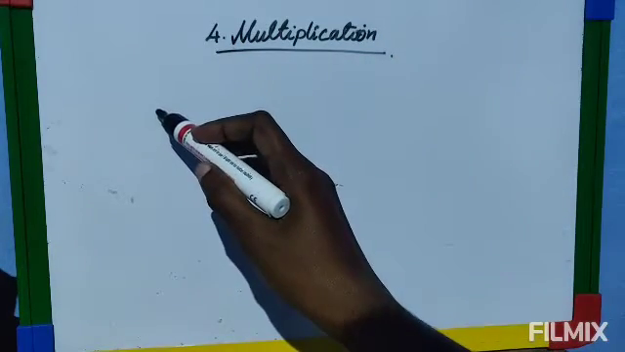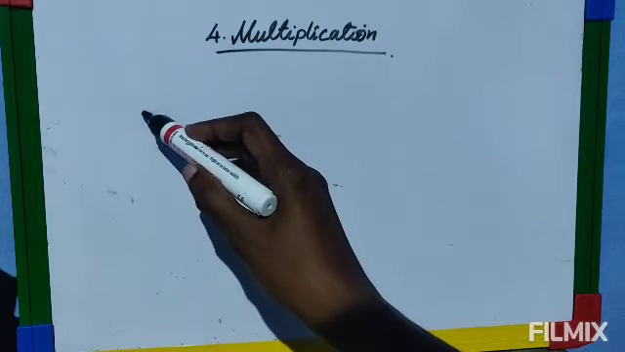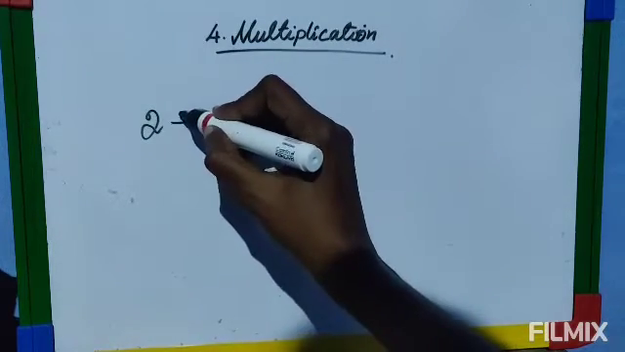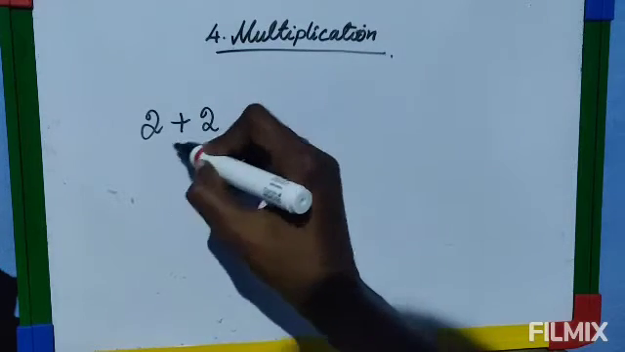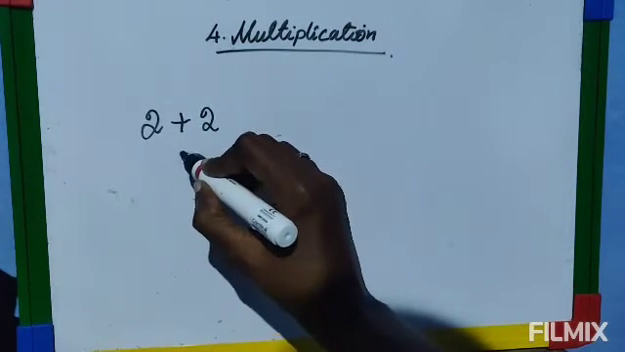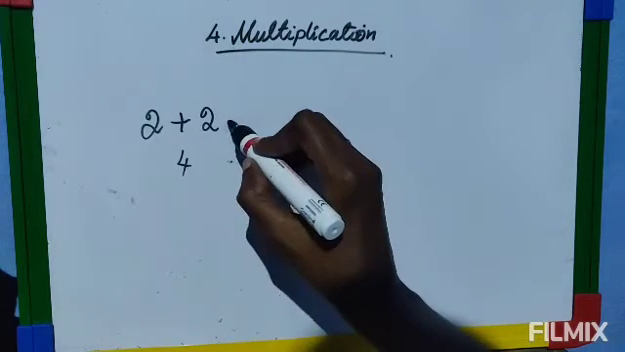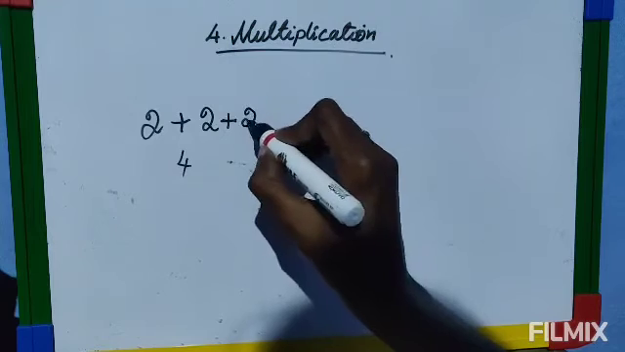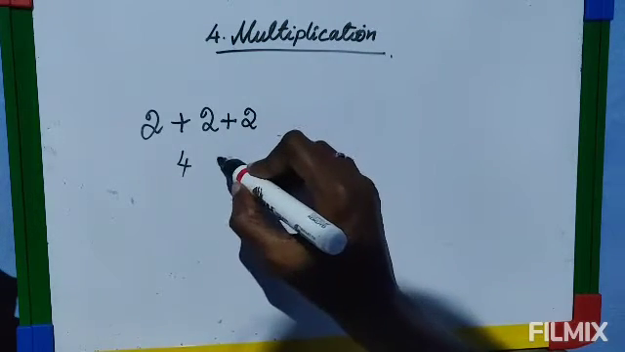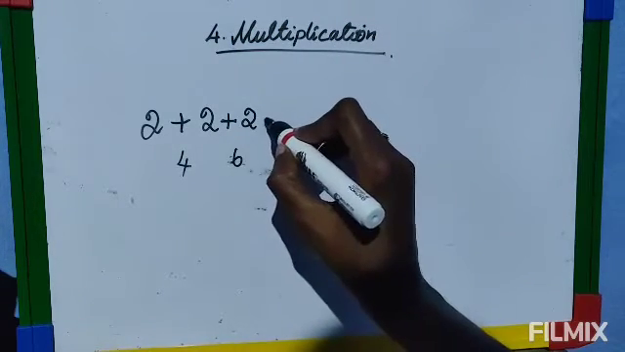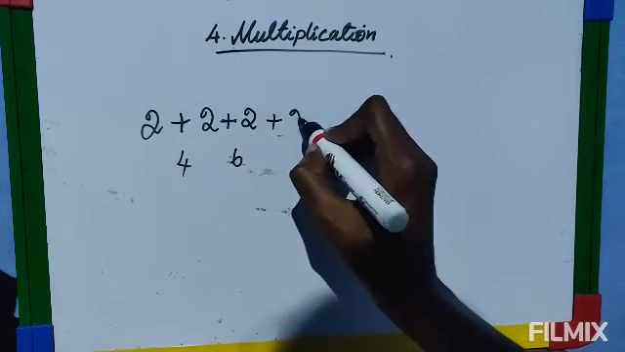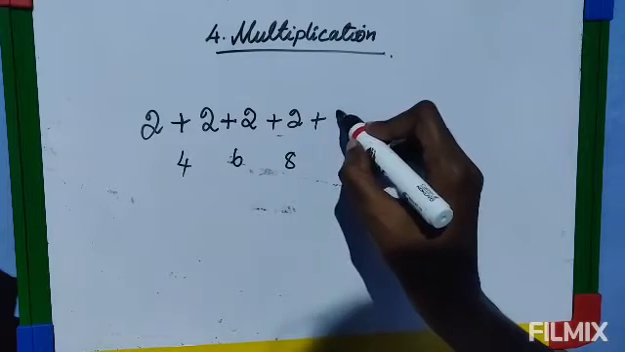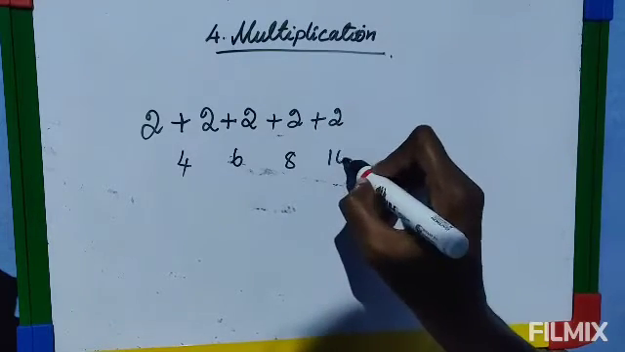Suppose there is 2. With 2 again you are adding 2. So 2 plus 2, how much? 4. Again the same number you repeat and add. So now it is 6. Again the same number, again you add. So it is 8 now. Again the same number if you add, it is 10.